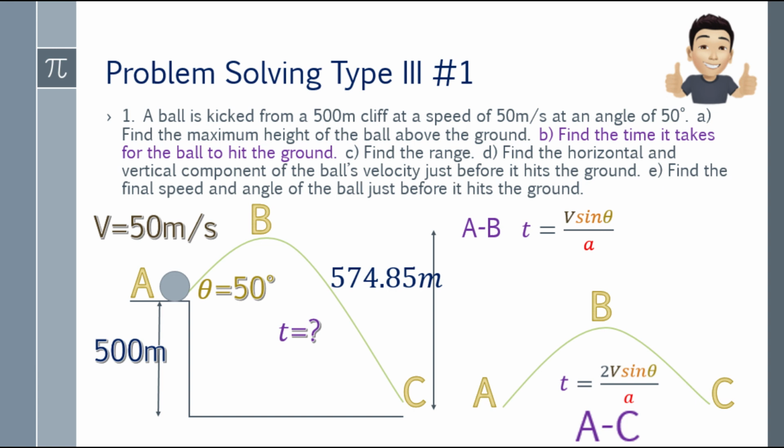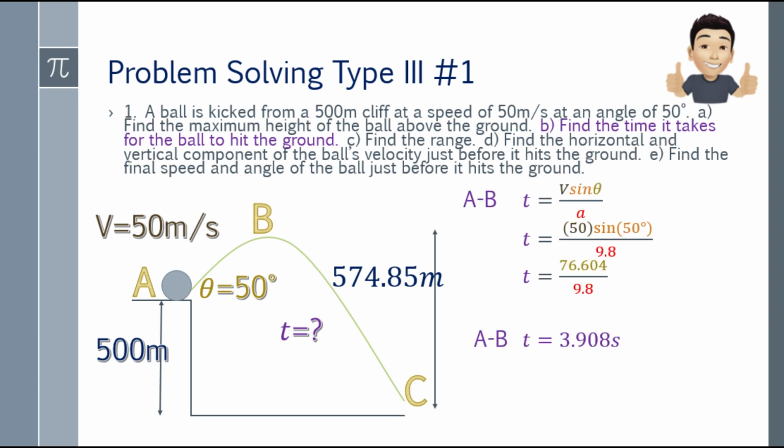Again, that's the time from the trajectory of the ball from A to B. Okay? So mamaya na natin kukunin yung time from B to C. So from A to B, ang time nun is equal to v sine theta over A. So time is equal to 50 times mo ng sine times mo ng 50 degrees over 9.8. And time is equal to 76.604 over 9.8. And the answer for A to B, yung bola from A to B, that's 3.908 seconds.